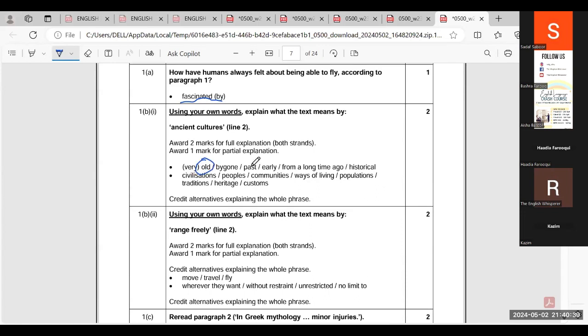I wrote old. You can even write bygone, past, early, even phrases like from a long time ago, yes, heritage. And then you've got words like customs, traditions, ancient cultures. Ideally, the word would be civilizations. All of these work. Okay.